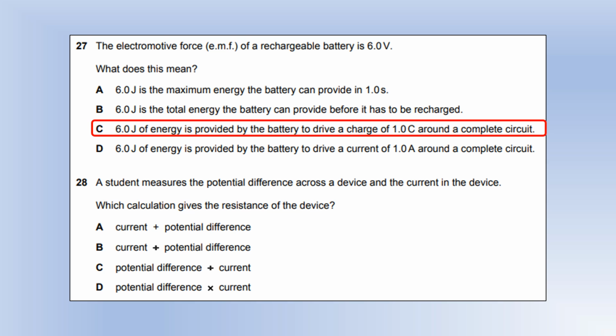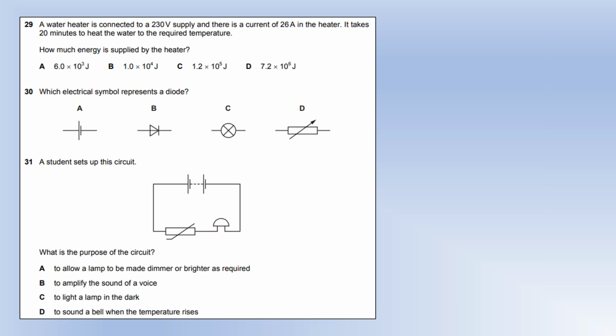A student measures the potential difference across a device and the current in the device. Which calculation gives resistance? Resistance is potential difference divided by current.